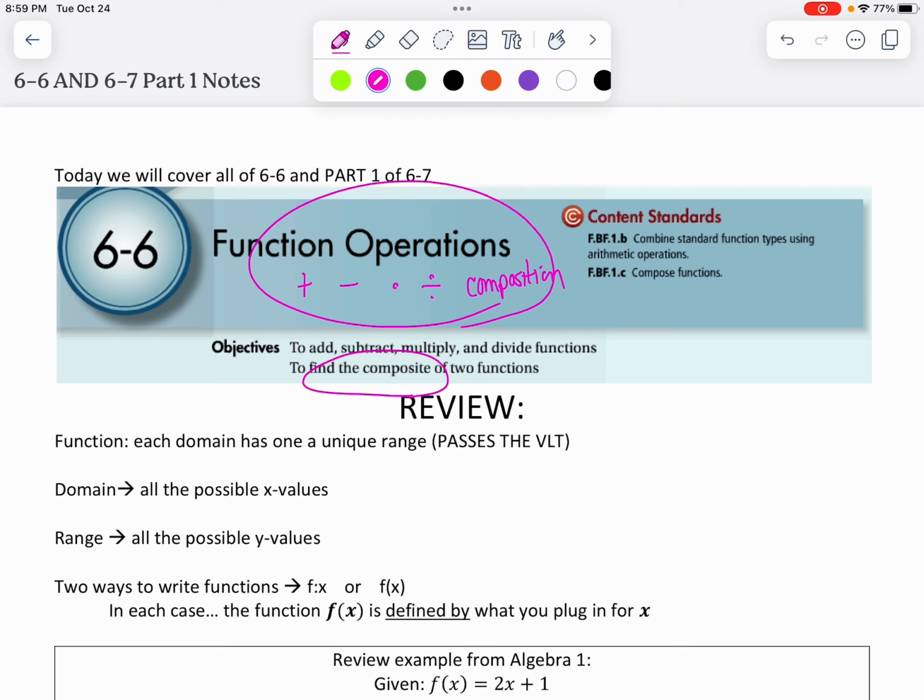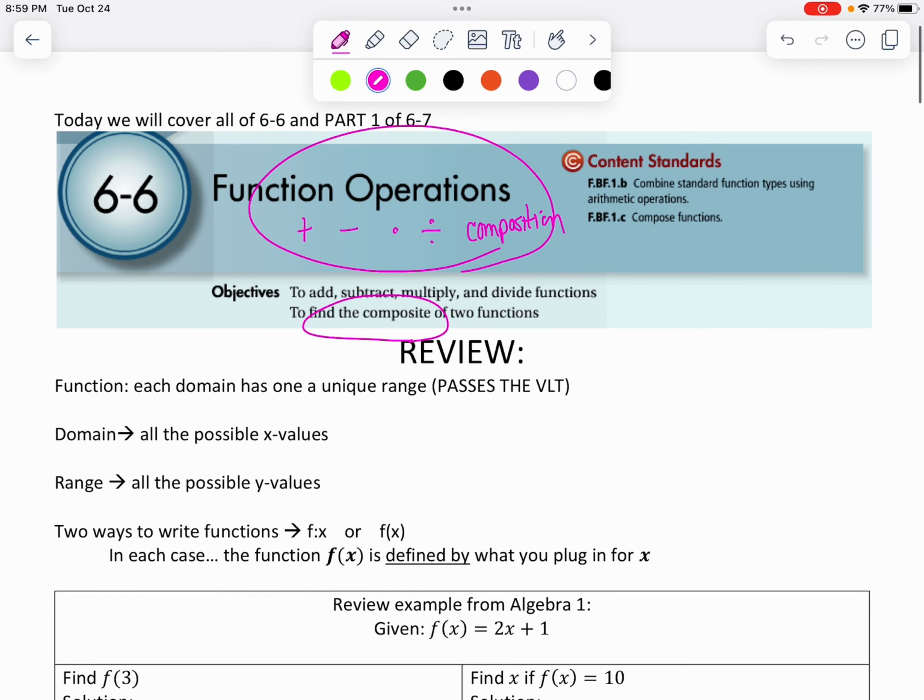All right. Rewind, because we have to make sure vocab is okay. I believe in math literacy. A function means each domain has a unique range. In other words, it passes the VLT, which is the vertical line test, like x only has one y.